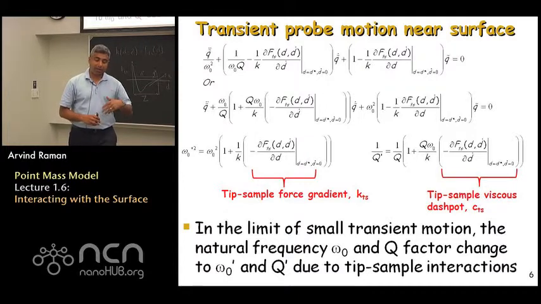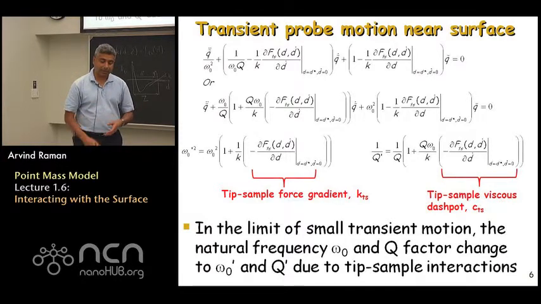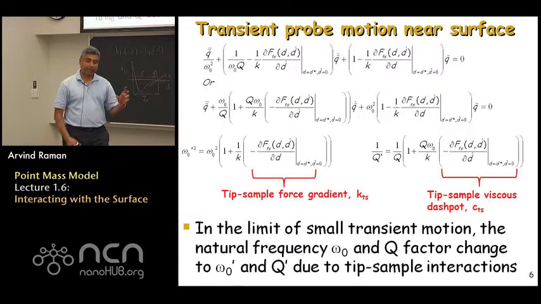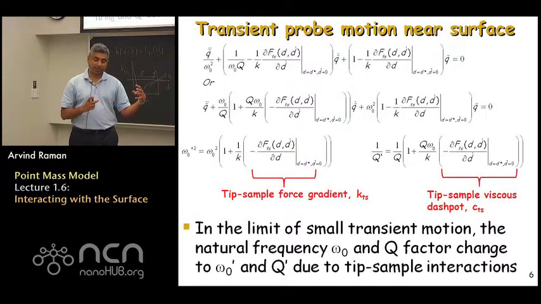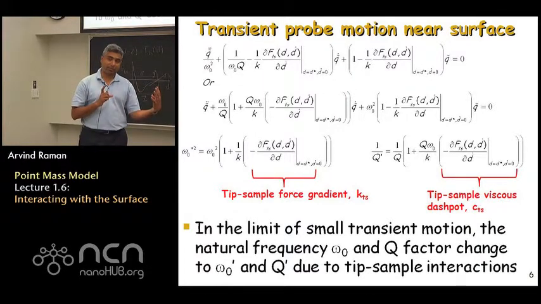We find that omega naught prime squared is given in terms of omega naught squared, and a whole term in parentheses which includes in it the gradient of the tip sample interaction forces. Now traditionally this gradient is written with the negative term as I've shown here, and the whole thing together with the negative term is called K sub Ts.